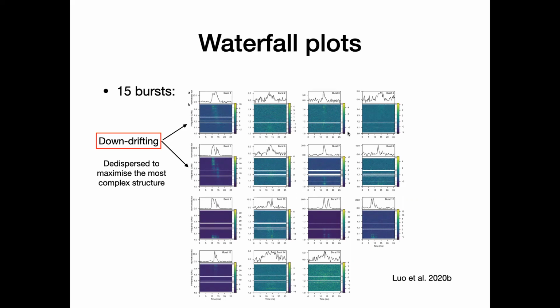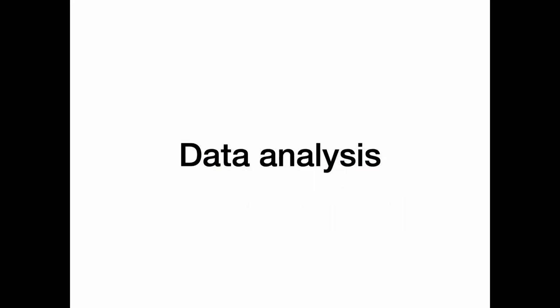That's why for repeater detection, you have to do de-dispersion with two methods. One is to maximize the signal-to-noise ratio. The other is to maximize the complexity of structure, which was mentioned in Jason's paper last year.